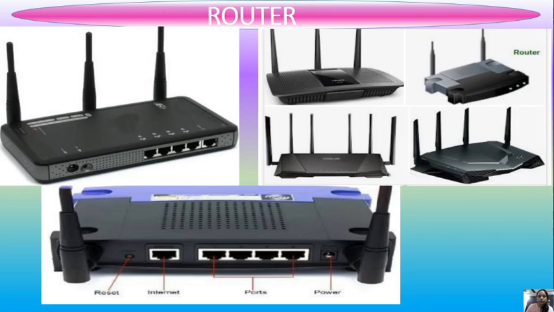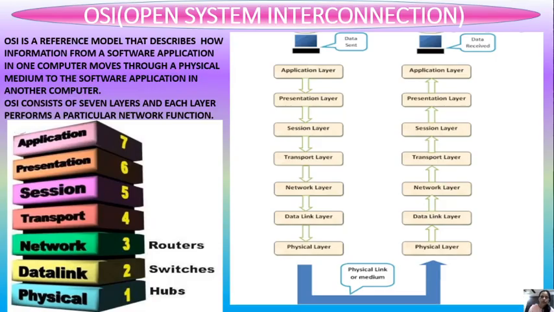Here you can see some images are given. These are the images of router. There are so many kinds of images you can see here. So this router, it's a network device. I included these images so you can identify how it looks like.